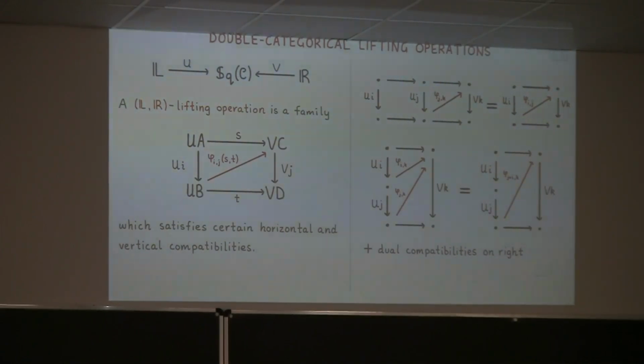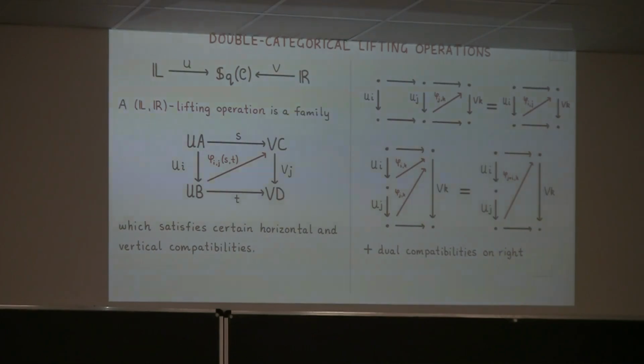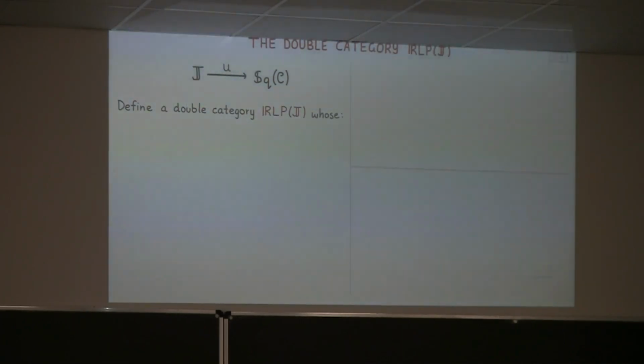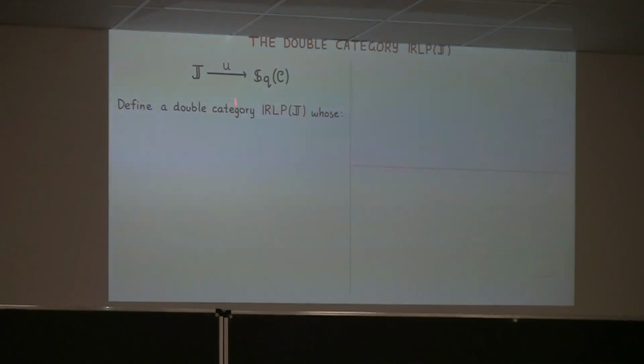The pictures that I've drawn here are just the compatibilities on the left, but we also have dual compatibilities that we can write on the right-hand side. Okay? So that's what a double category lifting operation is. And so what we can also do is construct a double category whose vertical morphisms are somehow morphisms with which we have a lifting operation. So if we start now with just a double functor into the double category of squares from some double category J, we can find this new double category.